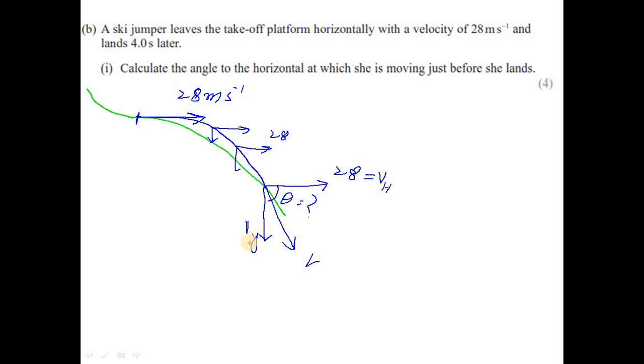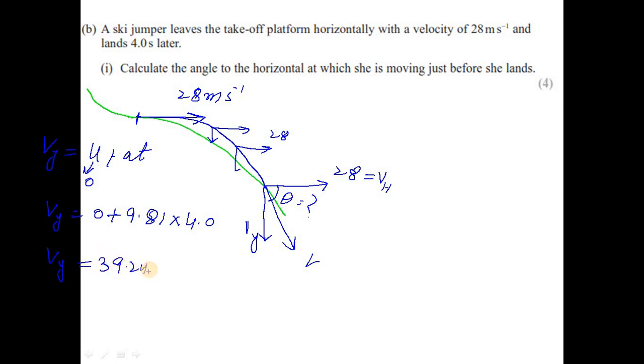And Vy is the vertical velocity after time t. So we can use the equation Vy = u + at. Remember, it's all about the vertical. This u is the initial vertical velocity, which is zero. So Vy = 0 + 9.81 × t, where t is the time, which is 4. Why did I take plus 9.81? Because we assume the jumper is coming down. So Vy is equal to 39.24 meters per second. This is the vertical velocity at the point of landing.